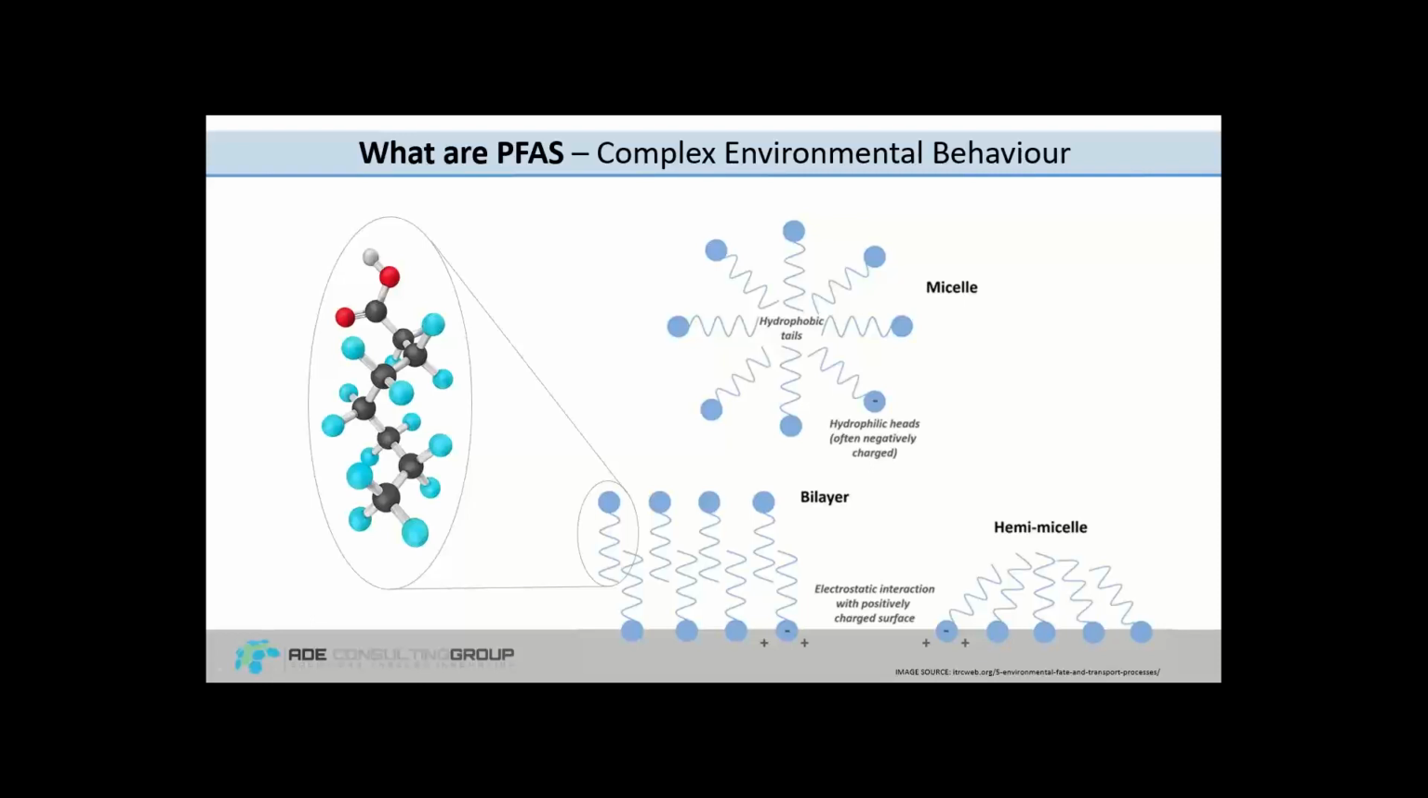There are a number of other compounds such as precursors and fluorotelomer alcohols, but these start getting a bit more complicated. So for the purposes of this discussion, we'll just be focusing on PFOS, PFOA, and then the shorter chain congeners, and I may mention precursors here and there.